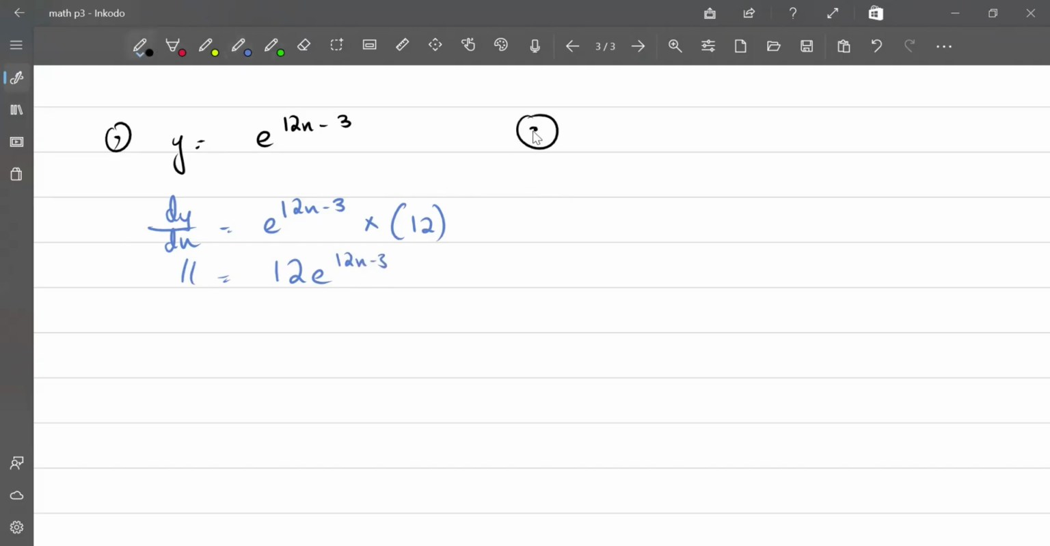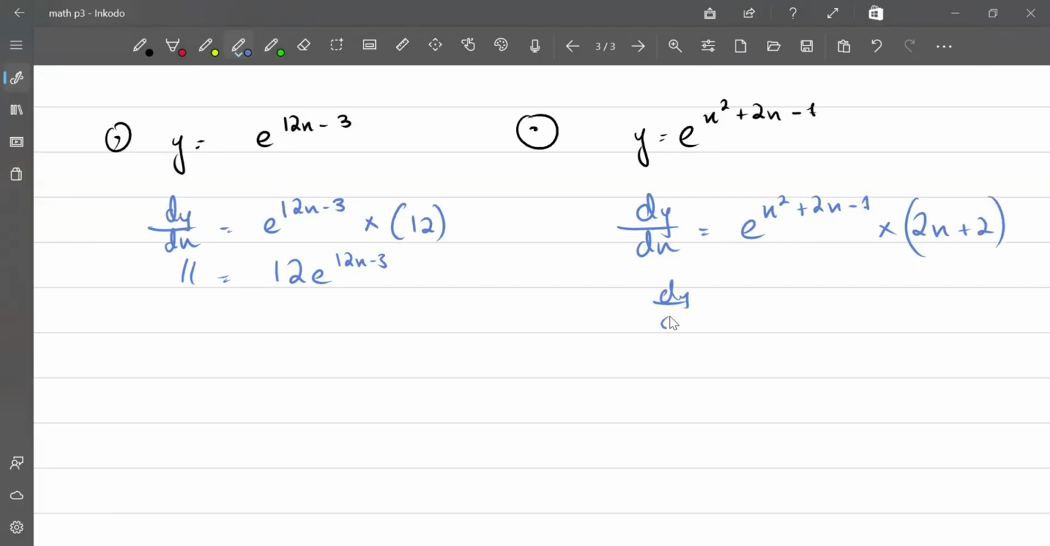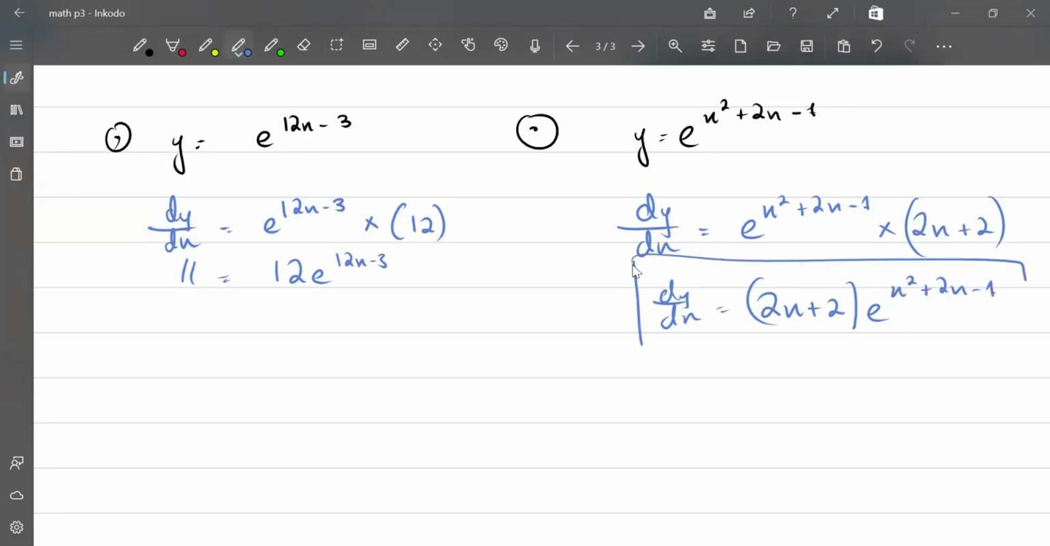Similarly, let's make a more complicated equation, a quadratic: y is equal to e^(x²+2x-1). The same rule is being applied here. dy/dx is e^(f(x)) into f'(x), which is 2x+2. So dy/dx would be (2x+2)e^(x²+2x-1). So this is how you differentiate exponential functions. I hope everything is clear.